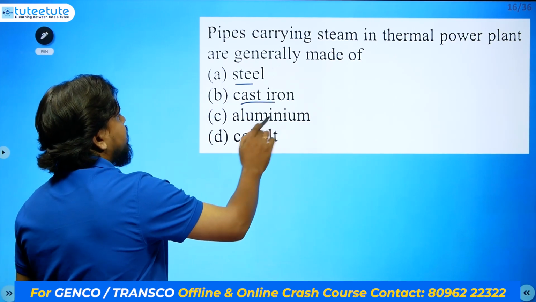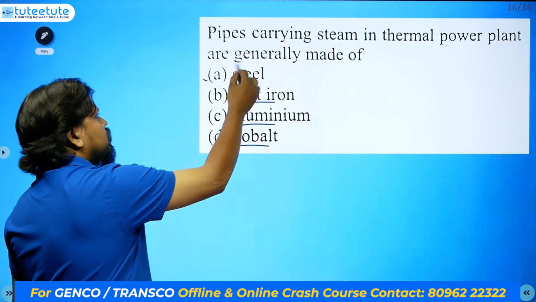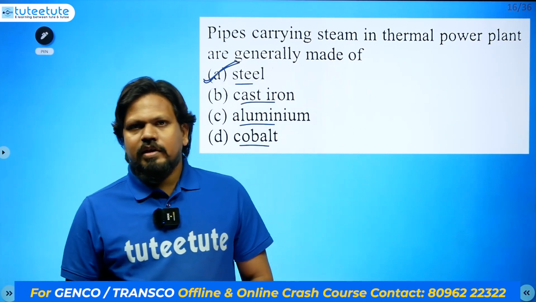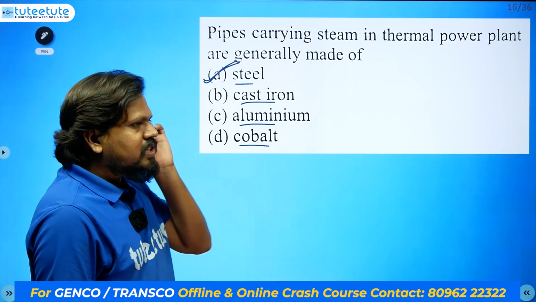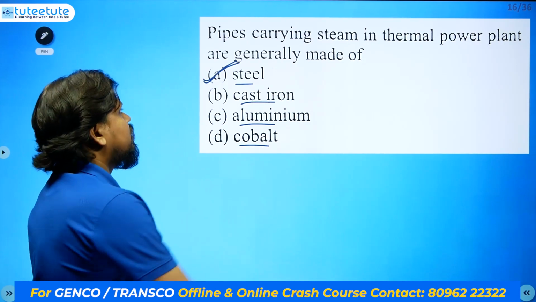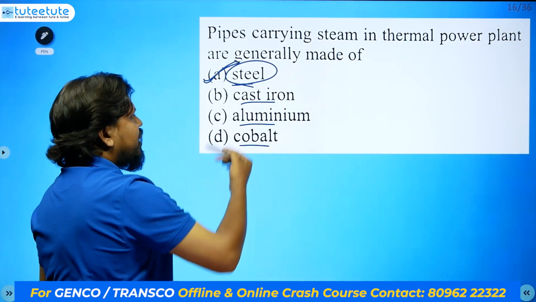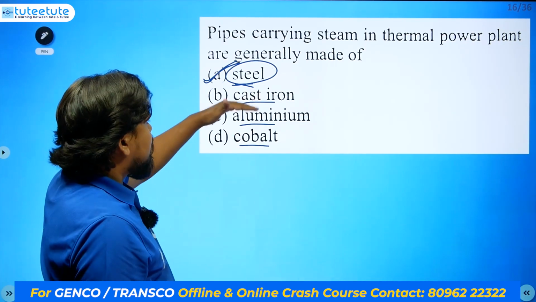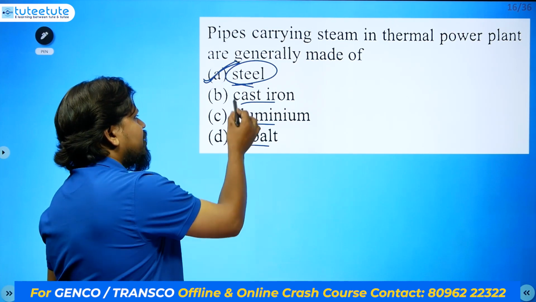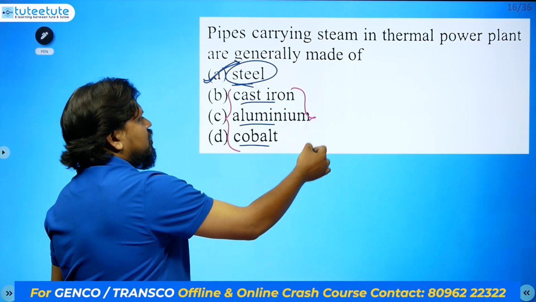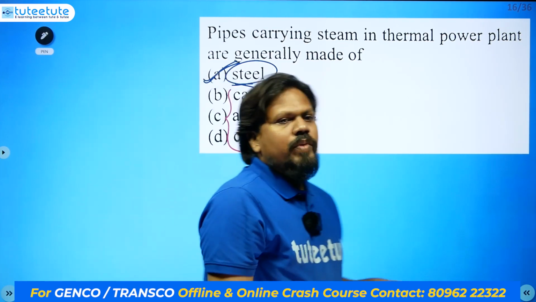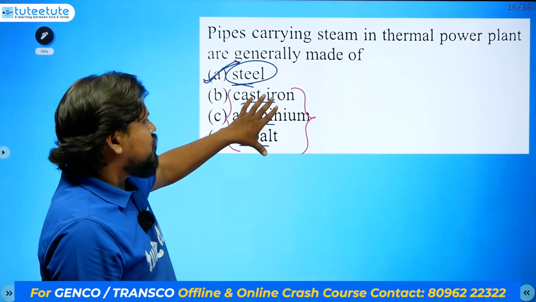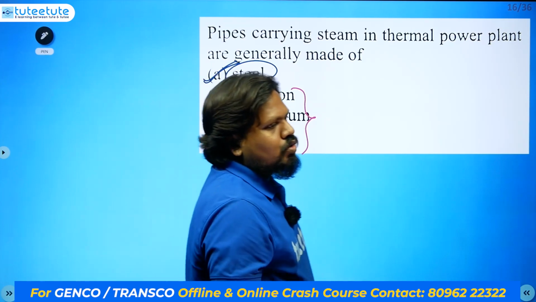The options are steel, cast iron, aluminum and cobalt. So directly remember this one, the material used here is steel. It will be easy for the steam, so steam transfers through steel compared to cast iron, aluminum and cobalt. If you use cast iron and aluminum, what will be happening? These can corrode or need more maintenance. Compared to steel, if you use these things, there must be more required.